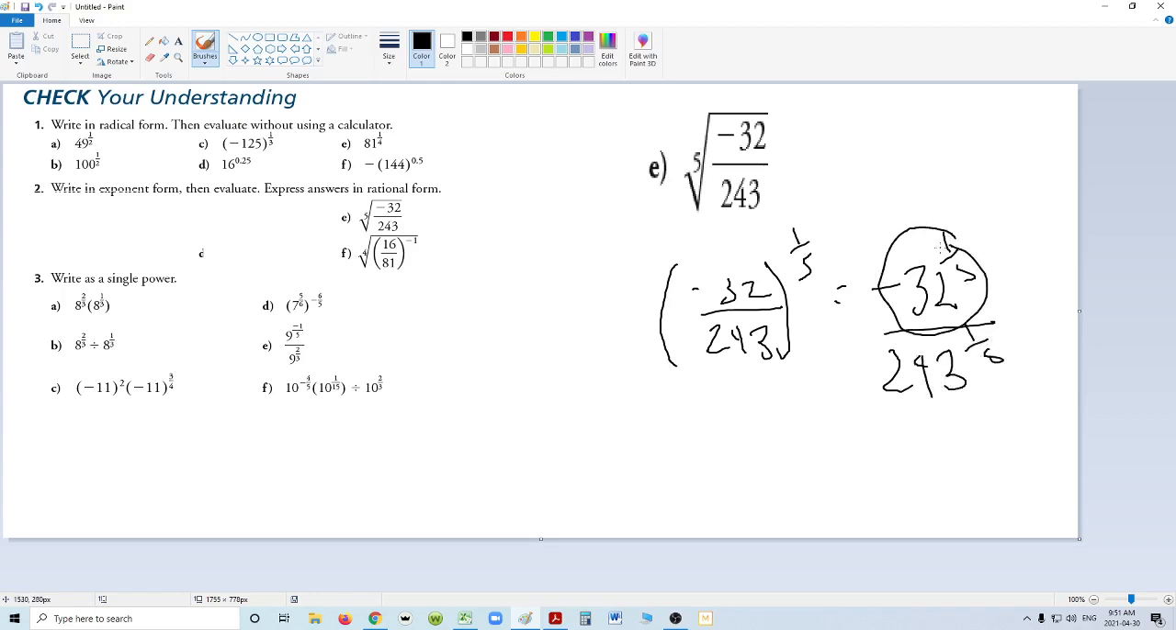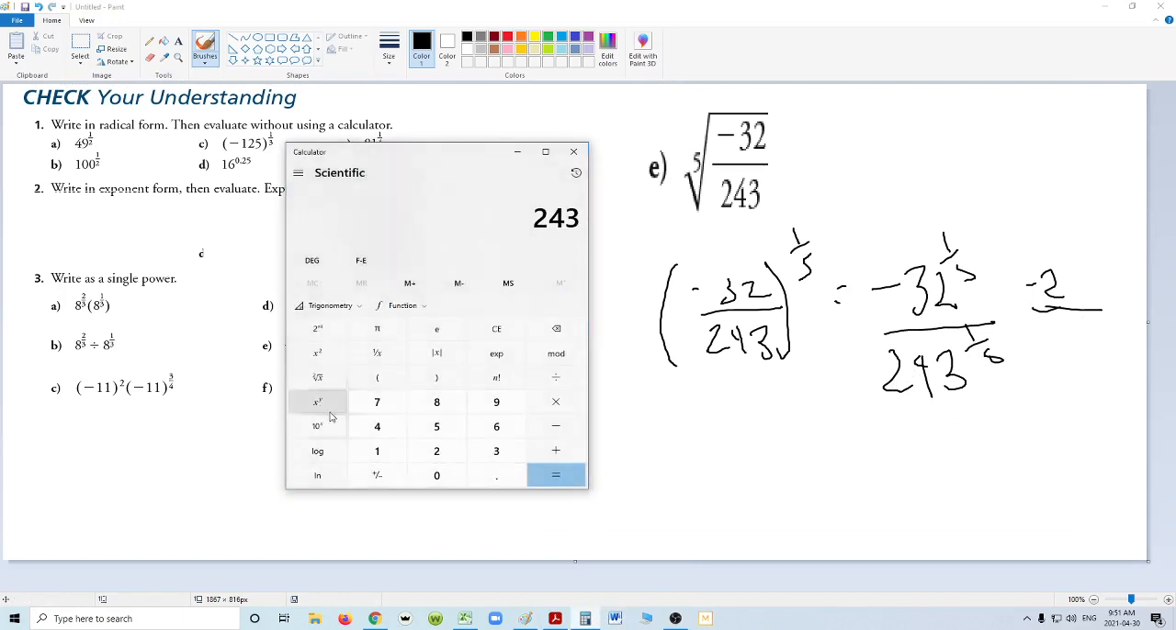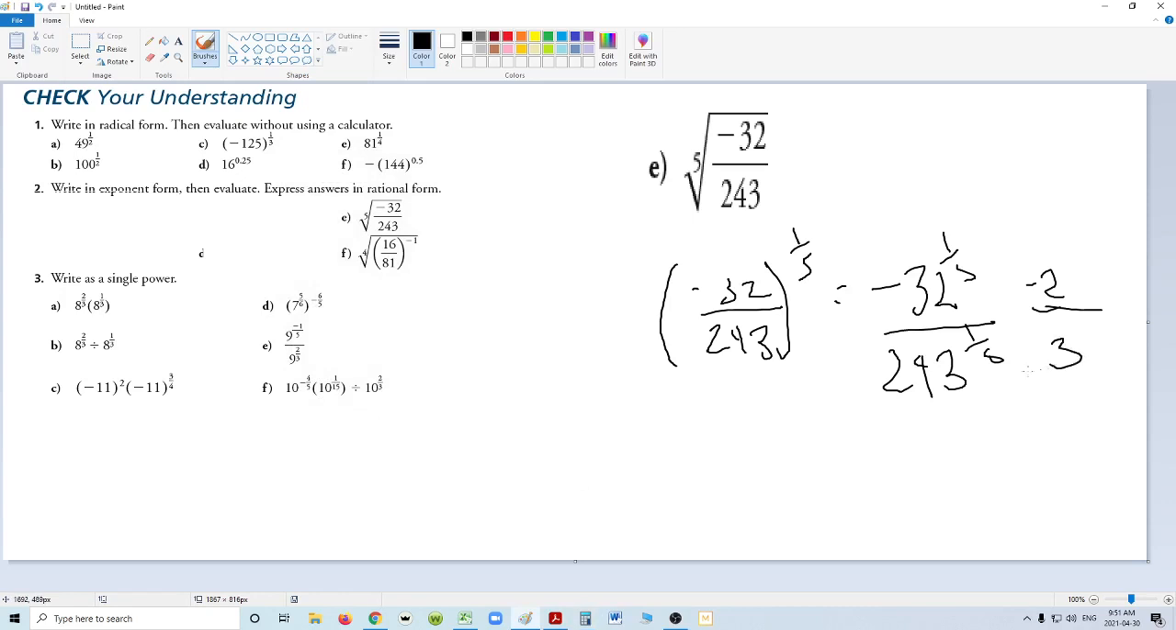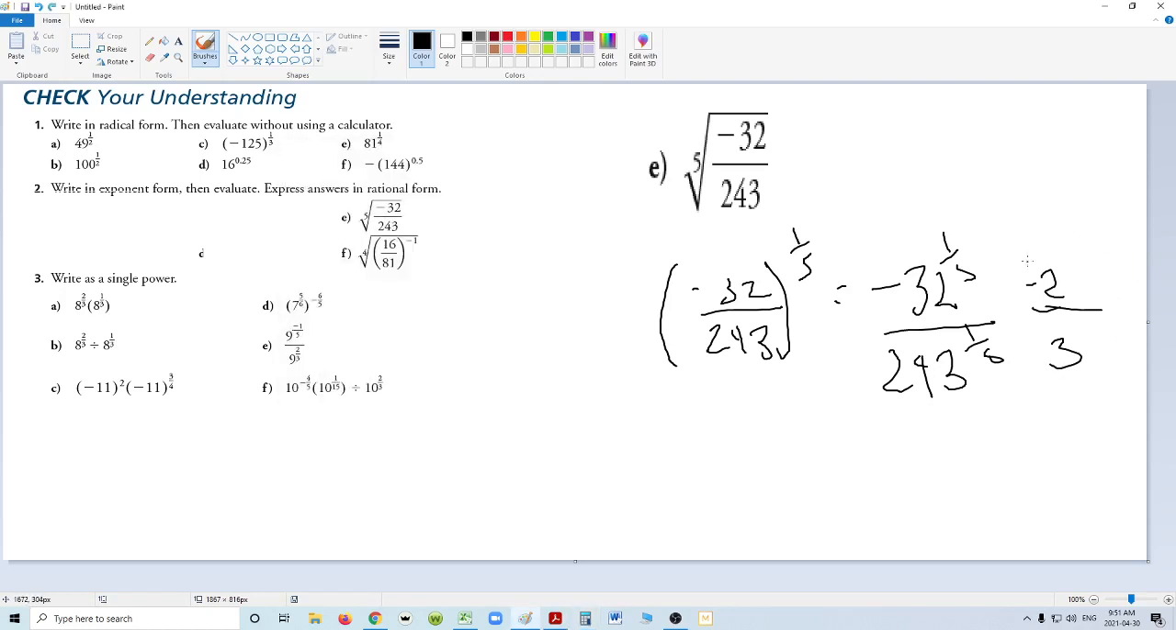So does this number have a 5 root? I'm going to guess it's minus 2. And does 243 have a 5 root? That's a big question. Does negative 243 have a 5 root? 243 to the exponent of 1 divided by 5 is 3. And just to make sure on the 32 that the 5 root is indeed 2. Yeah. So it's negative 2 over 3, and you can get a negative because a 5 is an odd root.